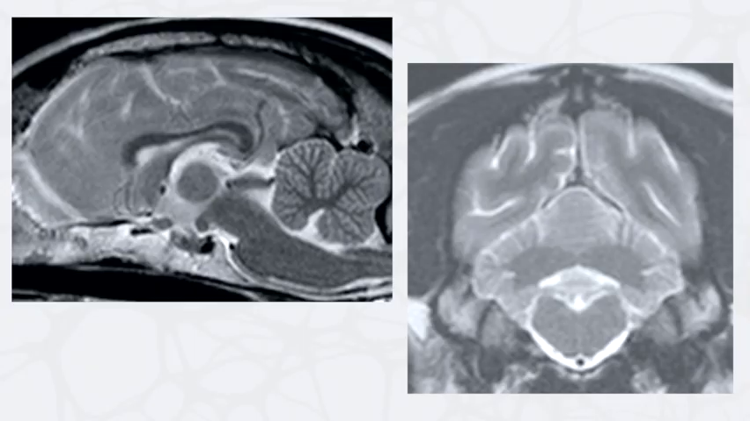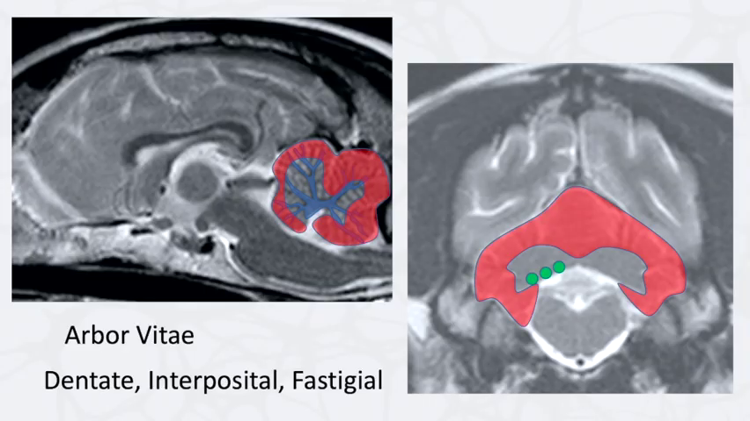So the cerebellum stands for little brain, and we're looking at this T2-weighted sagittal MRI and transverse T2-weighted MRI on the right. This is going to be the little brain, the cerebellum. As far as some of the anatomical structures you might recall, there's the arbor vitae, the tree of life, which is going to be the white matter of the cerebellum, and then there's the cerebellar cortex as well.